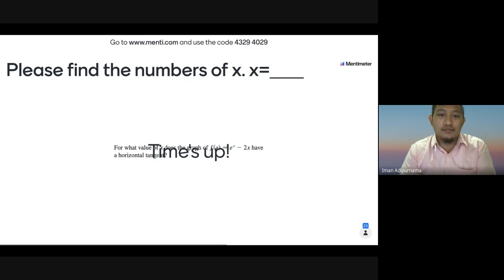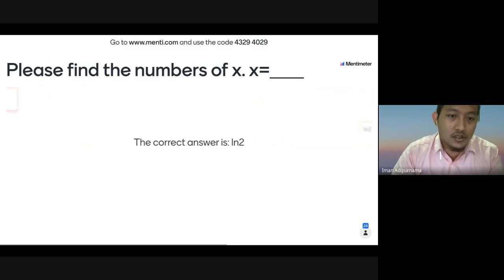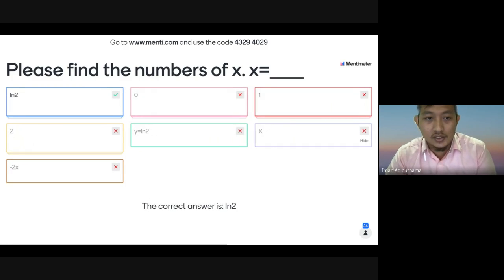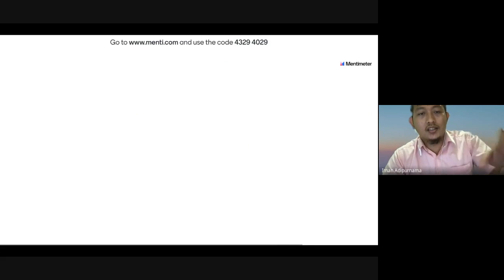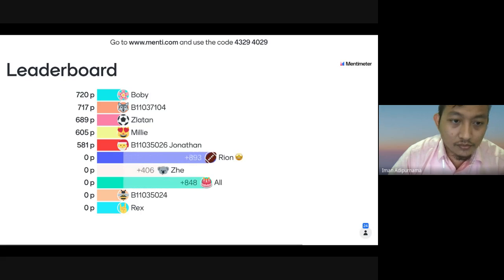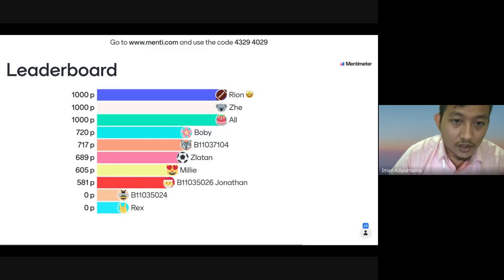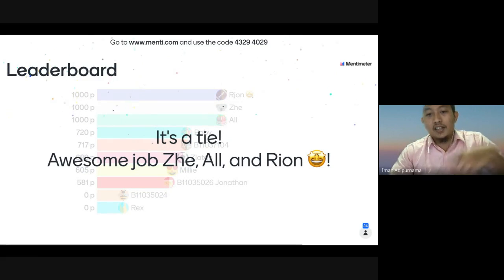Okay, time's up. Oh, there's also y equals ln2. I will make a correction. So y equals ln2 is correct, and I will make a correction for that one later. So probably the leaderboard can be changed. Now we have three winners, but it can be changed later.